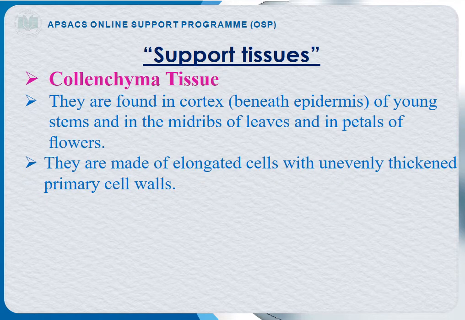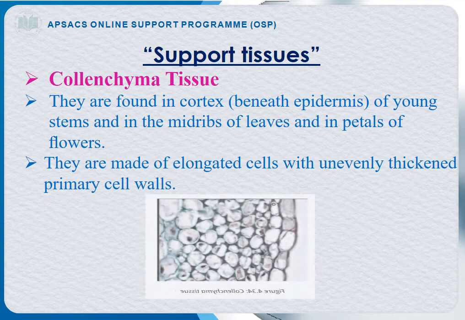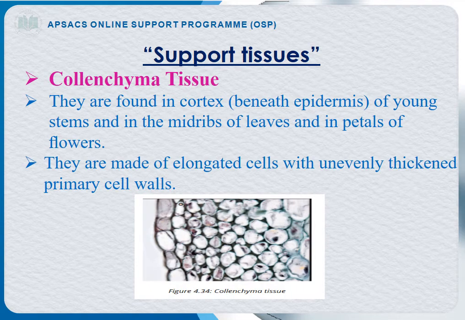Support tissues. Support tissues are further divided into collenchyma tissue. They are found in the cortex beneath the epidermis of young stems, in the midribs of leaves and in the petals of flowers. They are made of elongated cells with unevenly thickened primary cell walls. They are flexible and function to support the organ in which they are found.